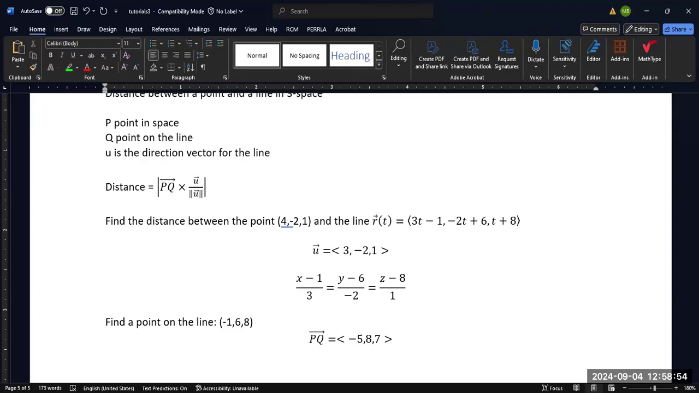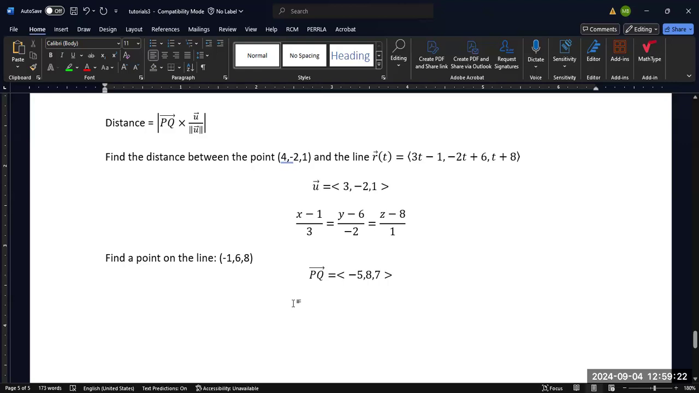Now the formula for the distance here says that I'm either going to cross PQ with the direction vector and then divide by the magnitude of that vector, or I can create the unit vector and then do the crossing, just so that I'm not using quite so many fractions and square roots. I'm going to do the cross product first, and then I'll come back and worry about the magnitude of my direction vector. So PQ crossed with U.